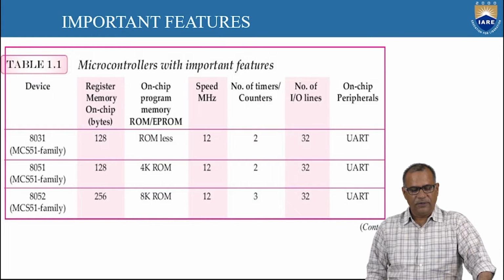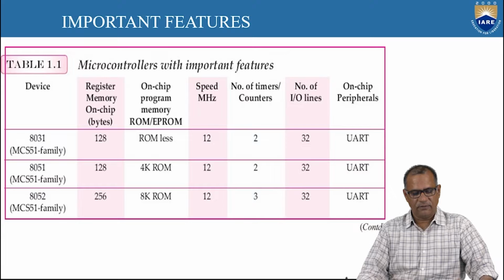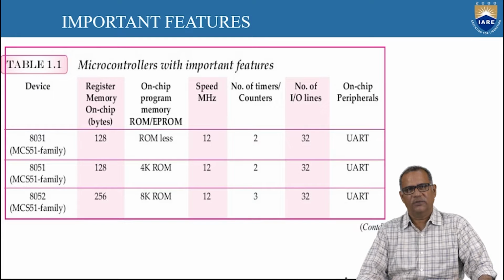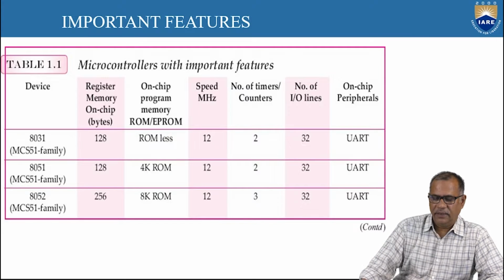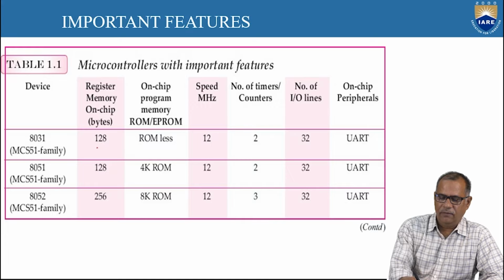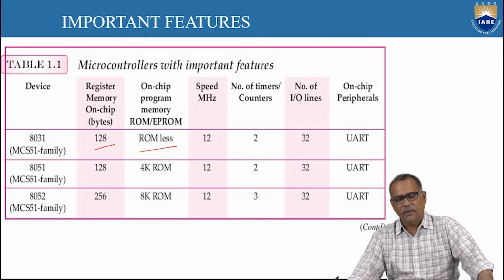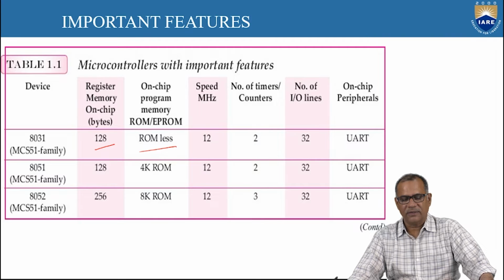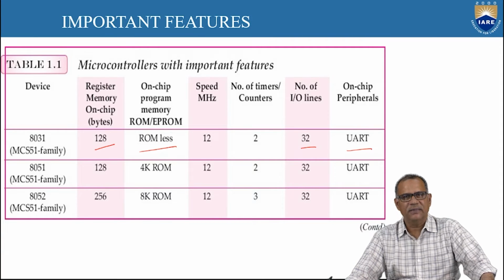Now let us see the important features of the microcontrollers. The 8031, 8051, 8052 are all microcontrollers made by Intel. The 8031 microcontroller has an on-chip RAM of 128 bytes and no program memory, that is, it is ROM-less. The speed is 12 MHz, there are 2 timers and counters, the number of IO lines is 32, and it has UART. UART is Universal Asynchronous Receiver Transmitter. So it has a built-in UART.